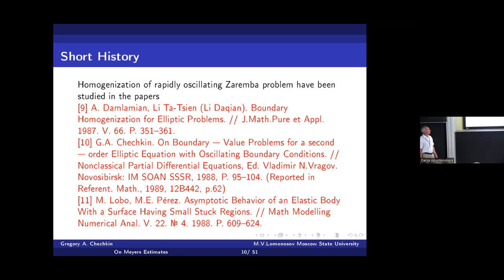After that, the Zaremba problem with rapidly changing type of boundary conditions was considered in the mid 80s of the 20th century by Damlamian and Li, then Lobo and Perez from Spain, and myself. There were some papers connected with homogenization. We derived the limit problem, the homogenized problem, then proved the convergence, then estimated the rate of convergence, and so on. I must say that for this type of estimations, we need some delicate analysis and some inequalities like the Meyers inequality.